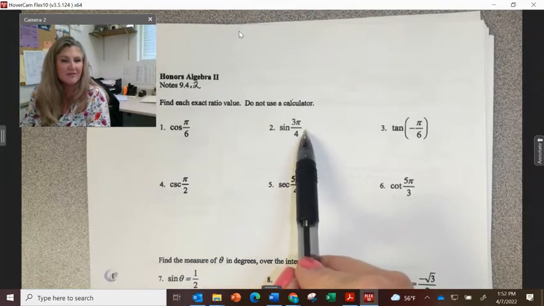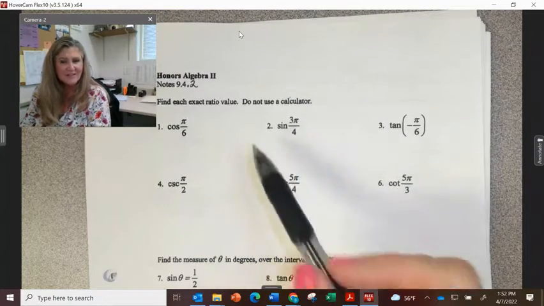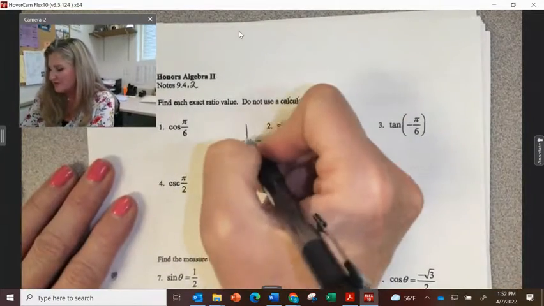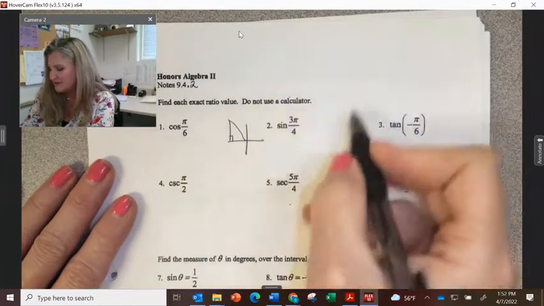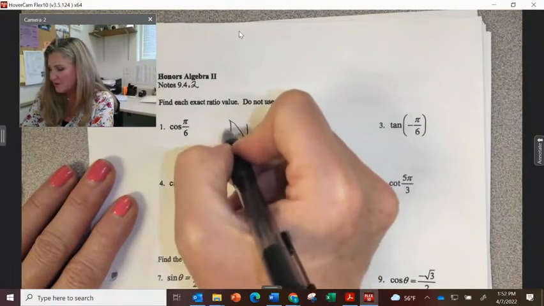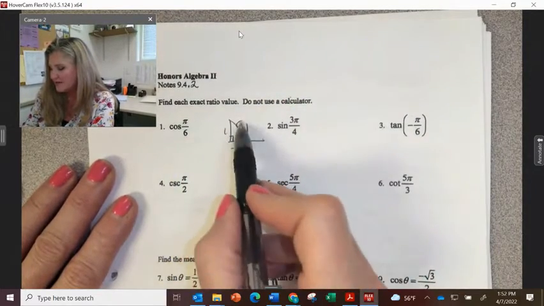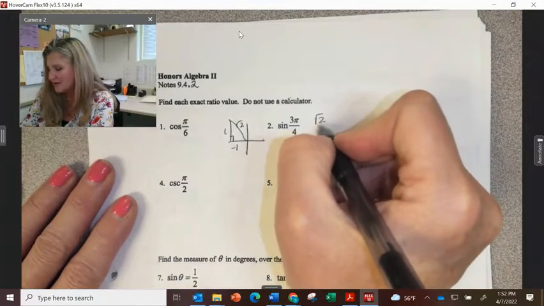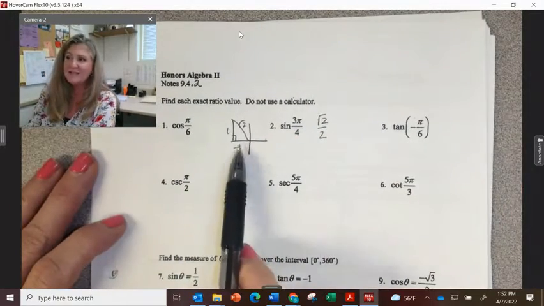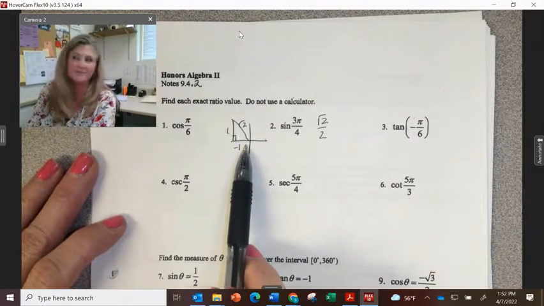Sine of 3 pi over 4. We can do this the old way where we draw a picture, we go to 45 degrees in the second quadrant. We know it has to go -1, 1, radical 2. We know sine is opposite over hypotenuse. 1 over radical 2 is radical 2 over 2. That's the way we did this yesterday, right?